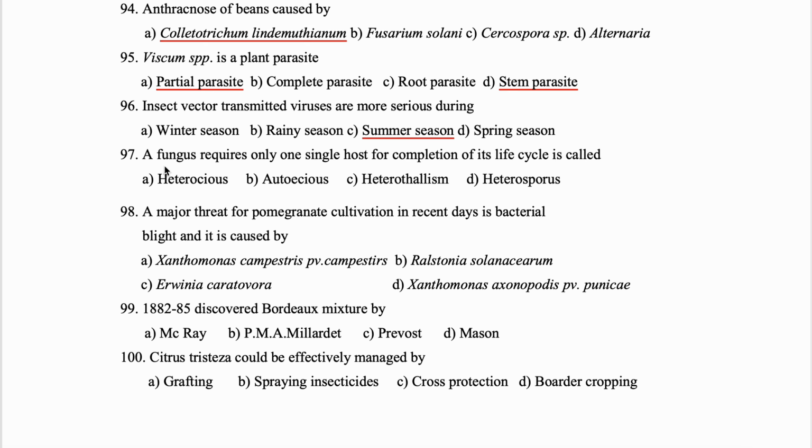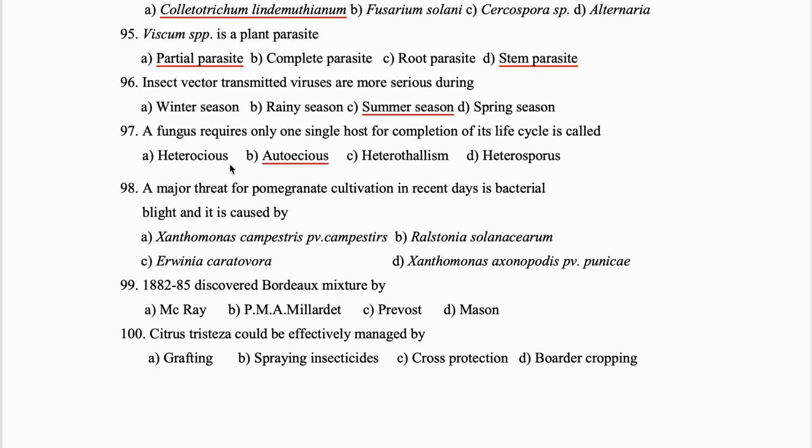Question 97. A fungus requires only one single host for completion of its life cycle. So, it will be autoecious. If it requires two hosts or more than one host, it will be heteroecious in that case.